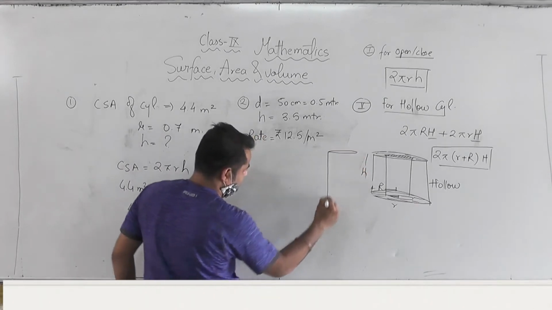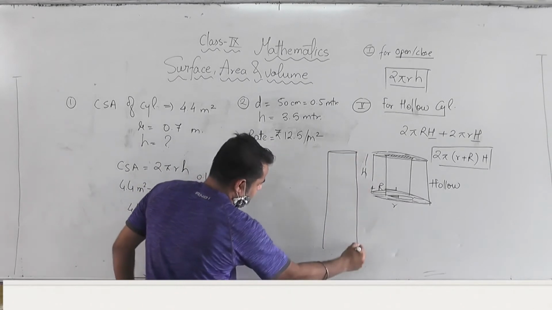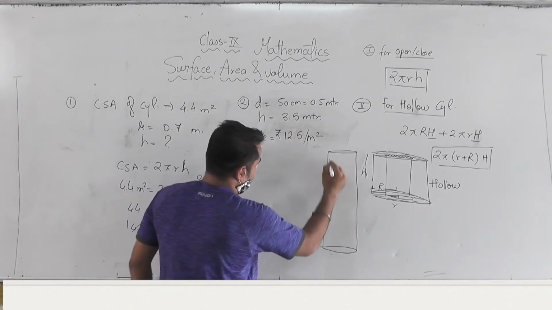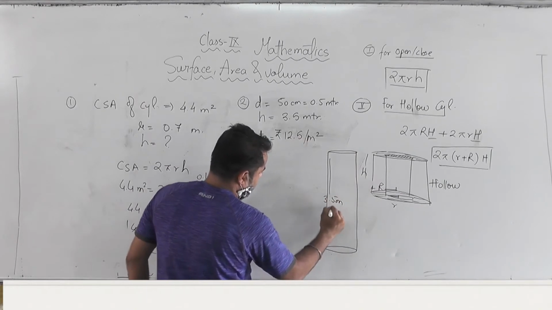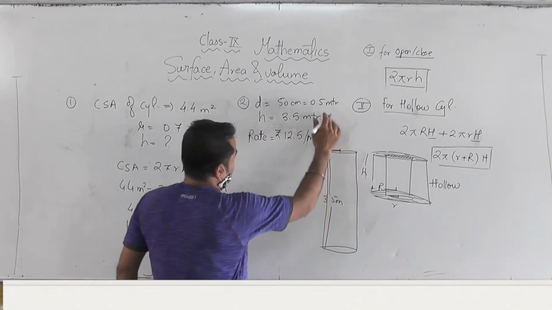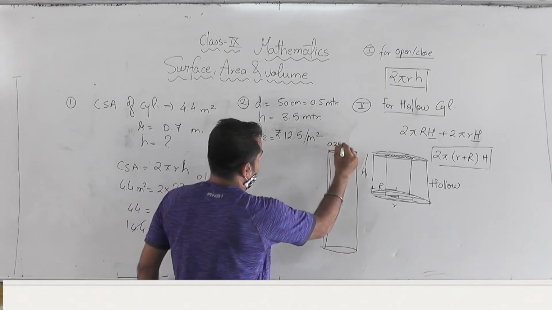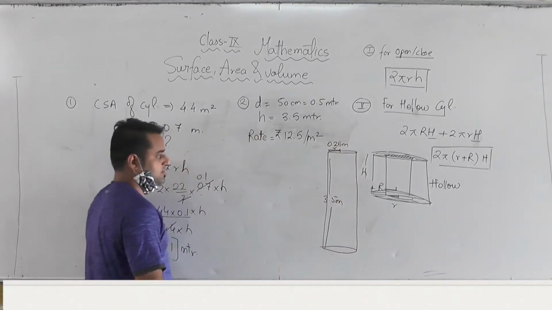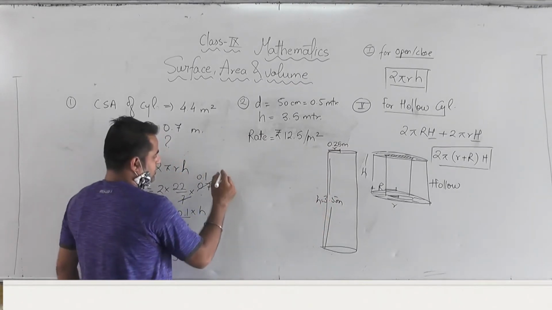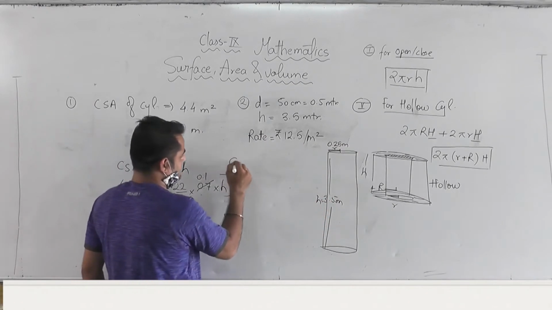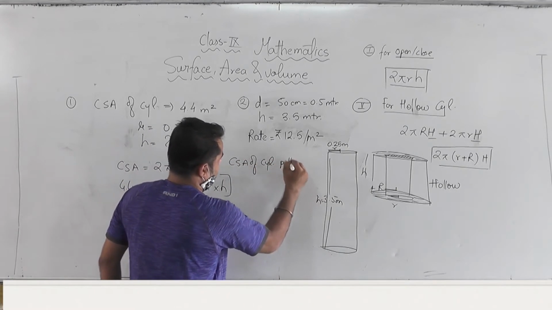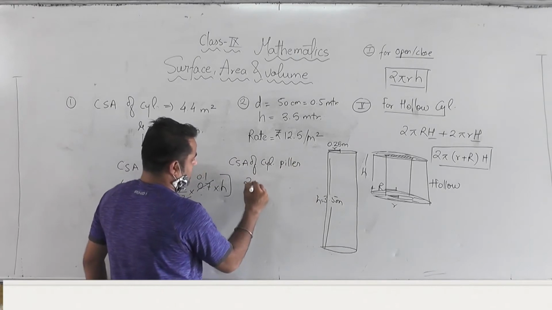Now I am making a pillar here, pretty much longer. It is mentioned the height is 3.5 meter and the radius is half of 0.5, meaning 0.25 meter. That is the radius. Now radius and height are known. Now we will determine the CSA first. So the CSA of the cylindrical pillar will be 2 pi RH.